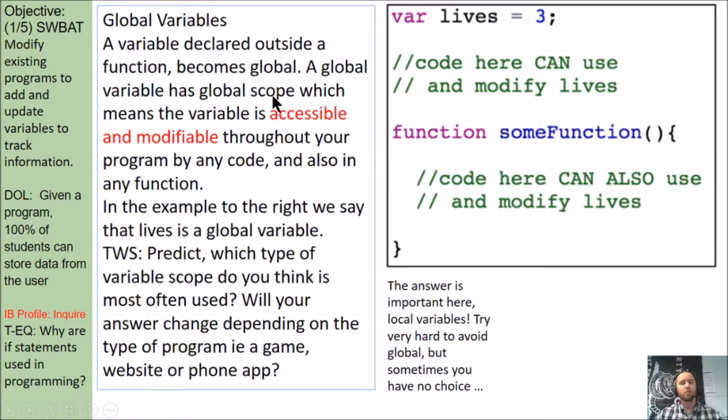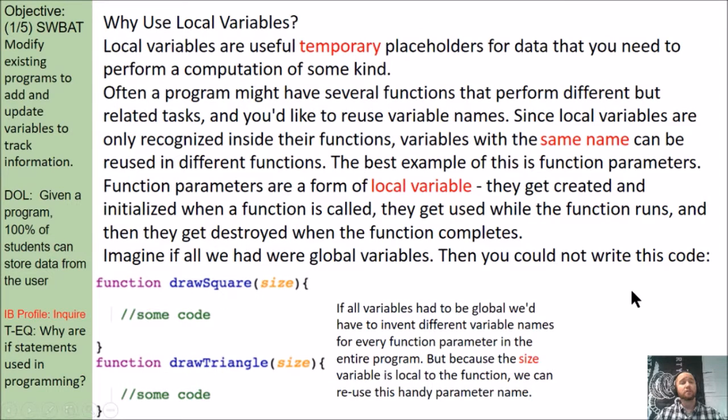So now global variables, not surprisingly, will happen above the function where you start to create the function, that is. But since it's global, it can be used in any of the functions that you create. Now in your think, write, share here, it says predict which type of variable scope you think is most often used, and will your answer change depending on the type of program, that is a game or a website or a phone app.